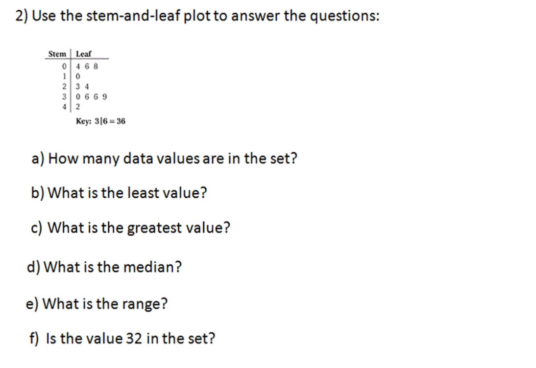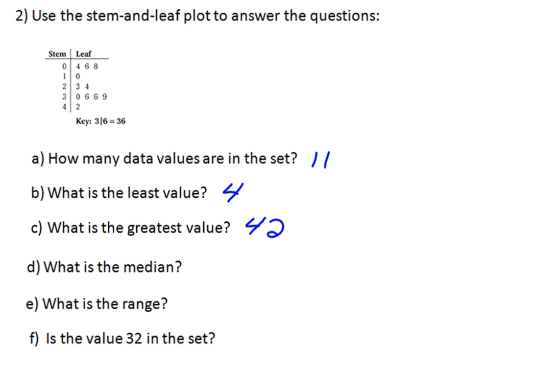The last problem, use the stem and leaf to answer the following questions. How many data values are in the set? Just add them up. 1, 2, 3, 4, 5, 6, 7, 8, 9, 10, 11. 11 data values are in the set. Next question. What is the least value? Here is your smallest value, 0, 4, which is the same as 4. What is your greatest value? The greatest value is at the very bottom, 42.